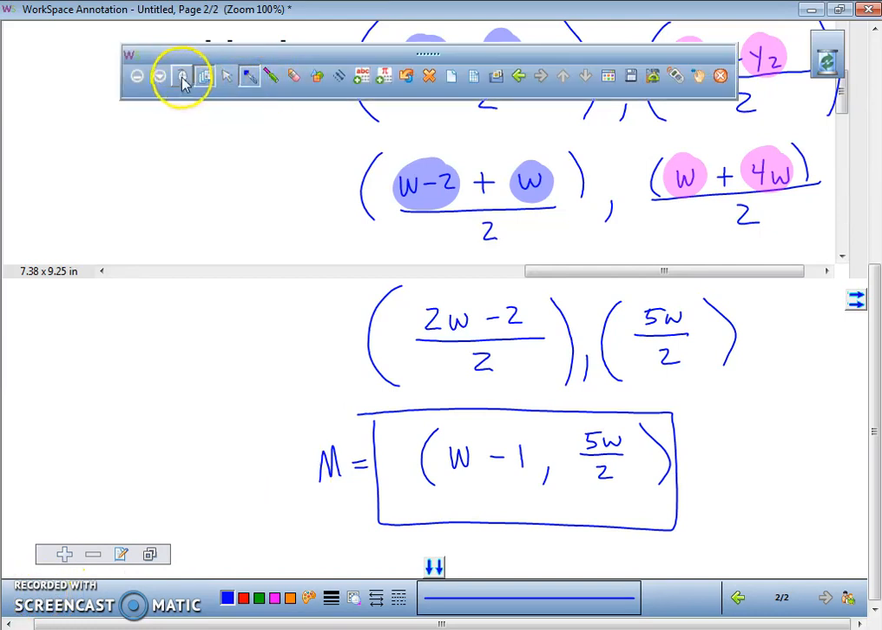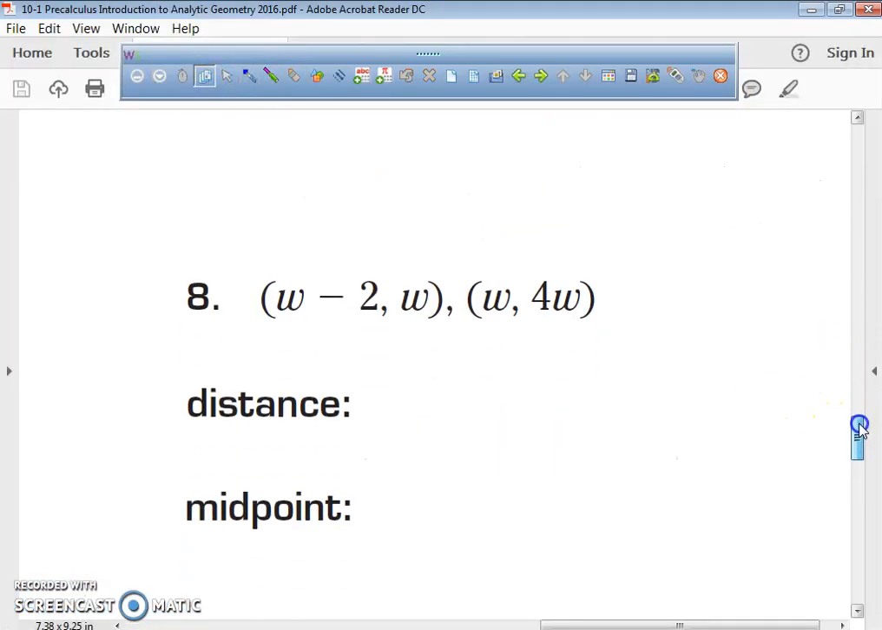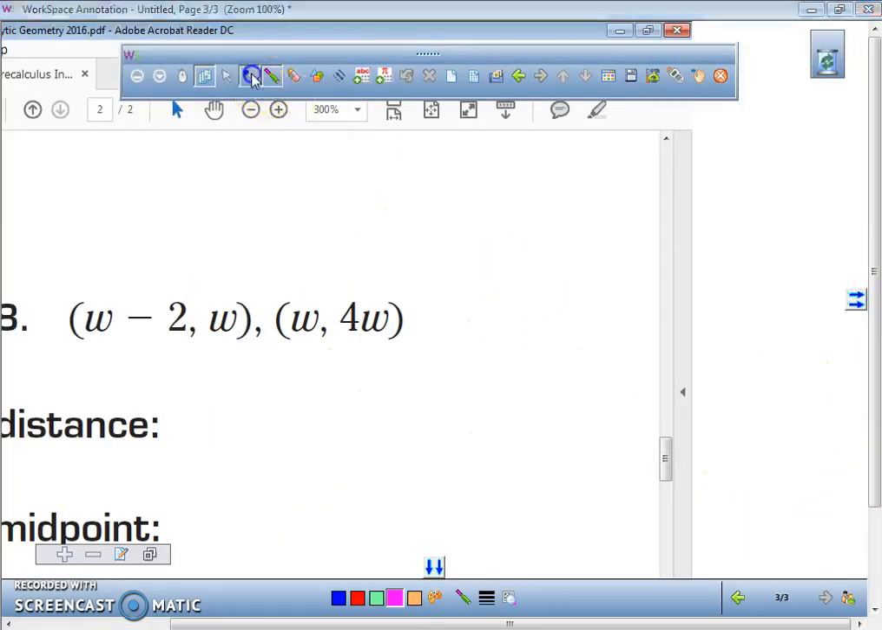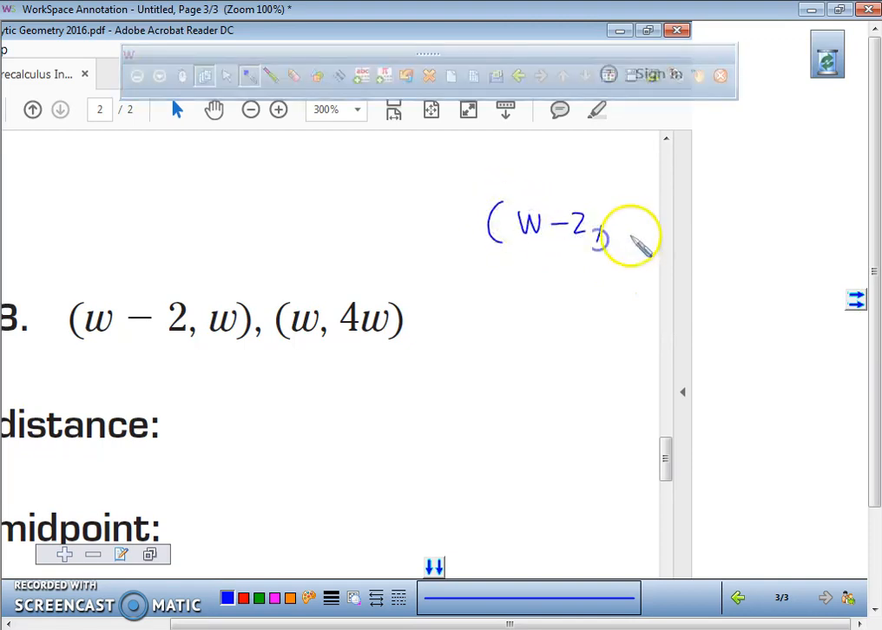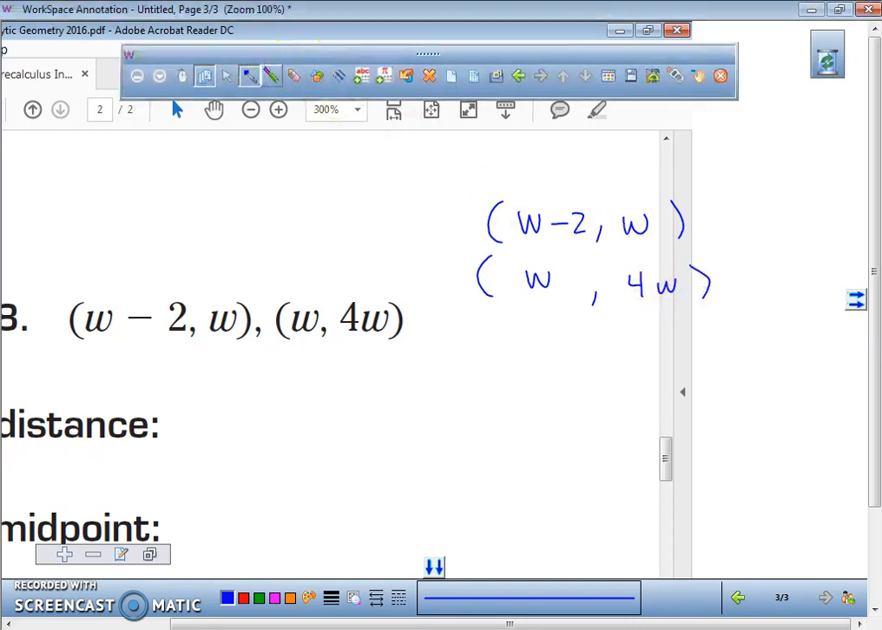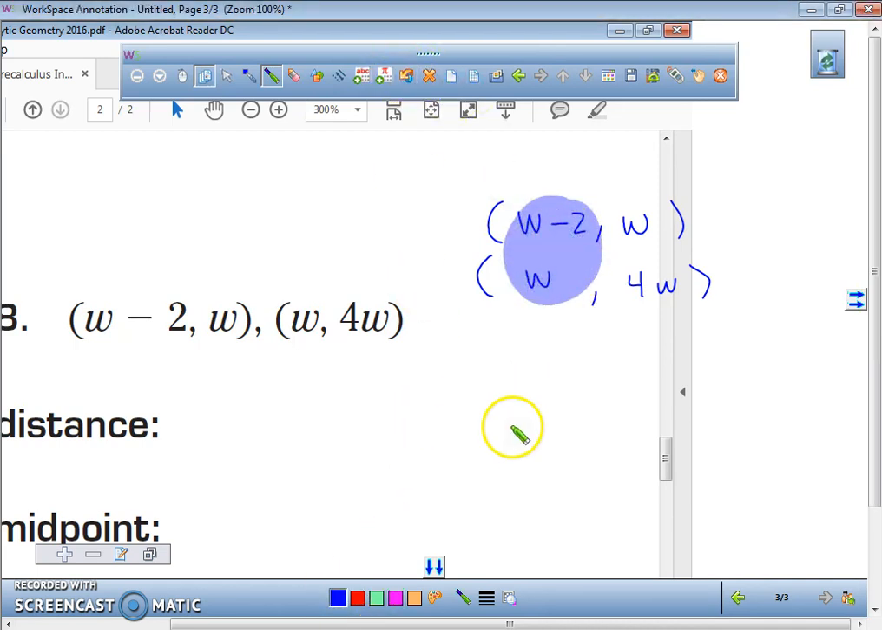All right. What we're going to do now is look over here at the distance. We're going to do it just a logical way to find distance. So what I do in order to do this is I put w minus 2 comma w, put one of the ordered pairs, and right underneath it, I put the other ordered pair. Now, what I want you to understand is when I put an ordered pair over an ordered pair, these values represent my x's, these values represent my y's.